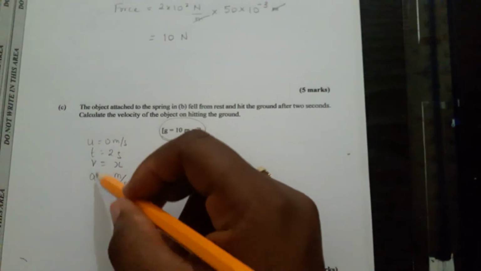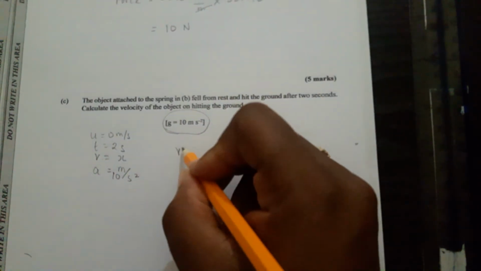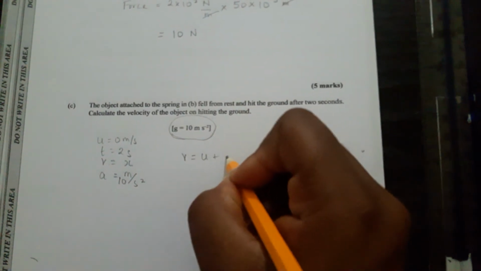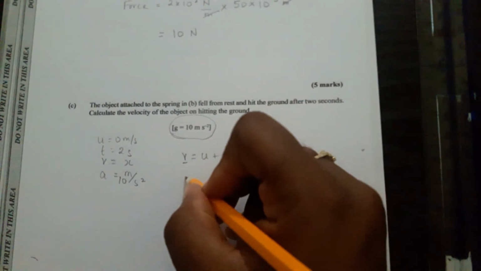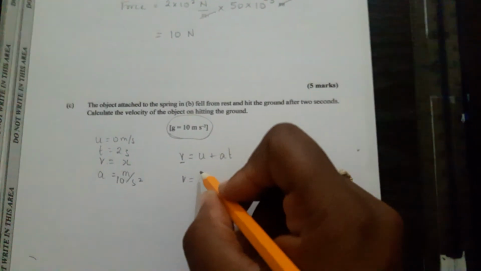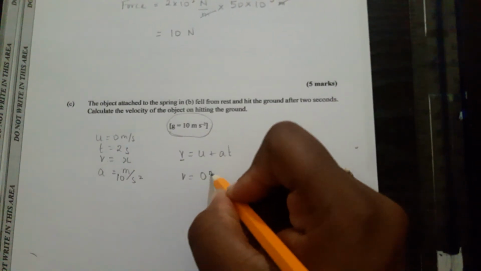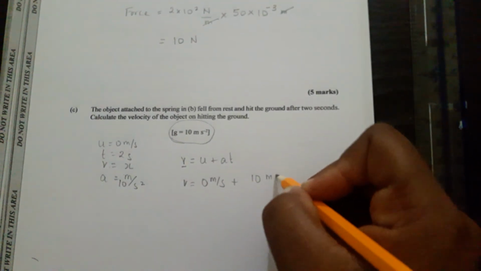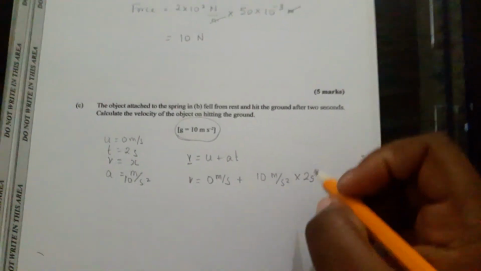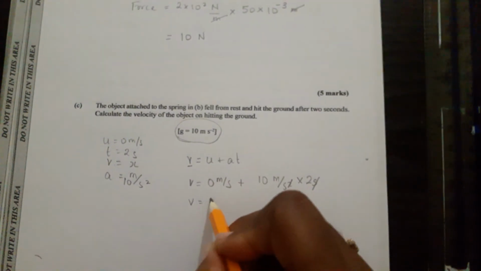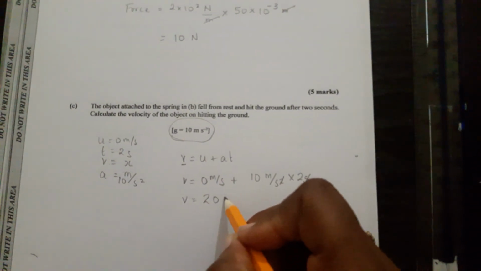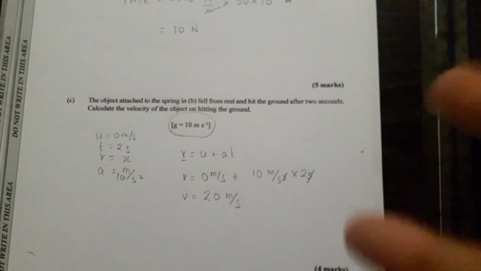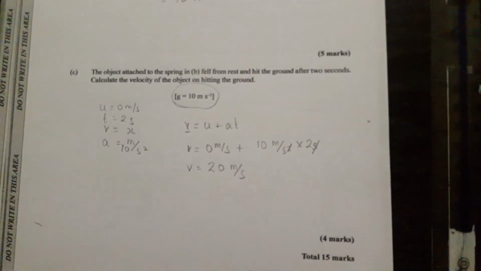And we have V, U, T, A, and we're looking for V. And we have the equation V equals U plus AT. And since we're looking for V, we don't have to transpose, we just have to substitute. So we're going to fill in 0 meters per second plus 10 meters per second squared times 2 seconds. This goes, and so V is actually equal to 20 meters per second. Yay! And that's that for 15 marks.